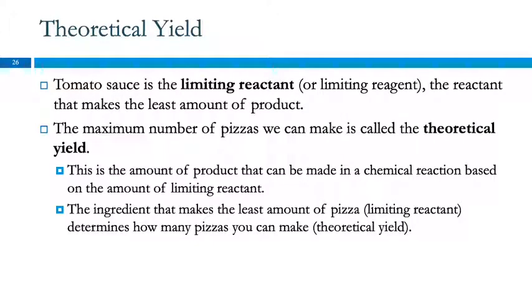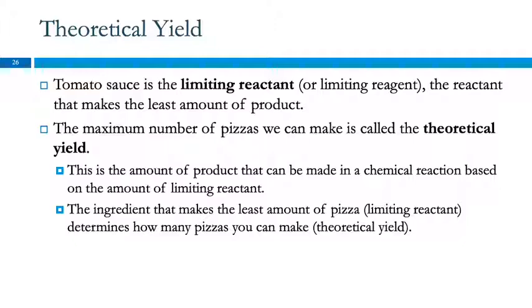Now, so we call the tomato sauce the limiting reactant, limiting reagent. It would be the limiting ingredient, talking about food. And that's the reactant that makes the least amount of product. It's the one that we run out of that limits production, right? So it's the limiting reactant. It's the one that's run out first? Yes, it's the one that runs out first. Because once you run out of that, production stops, right? So that limits your product. It's the reactant that limits production.